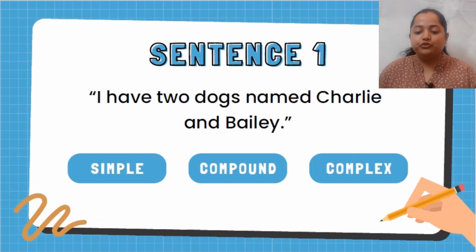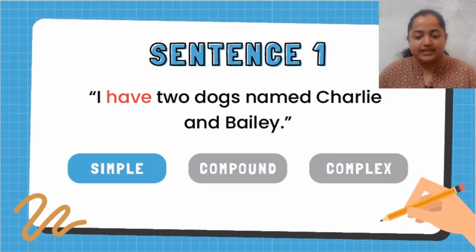Sentence 1. I have two dogs named Charlie and Billy. So, is it a simple, compound, or complex sentence? Yes, that's right. It is a simple sentence because it has only one independent clause with the verb have. Now it does have a conjunction, and, but that conjunction is used to only join two words, Charlie and Billy, and not two clauses. So it only has one independent clause, that is why it is a simple sentence.